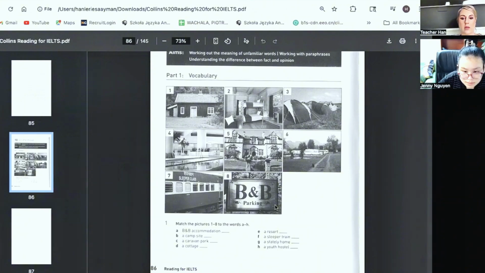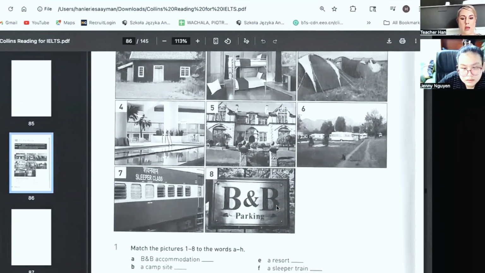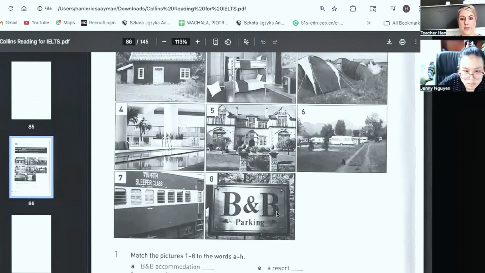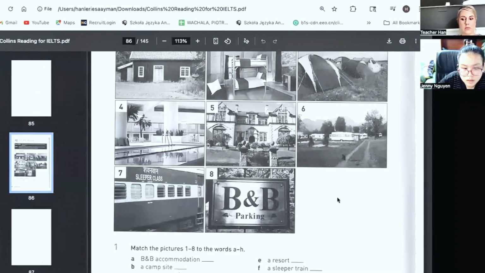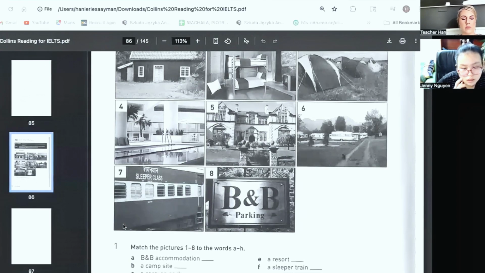Number 1 is probably a cottage. Number 2 is a sleeper train. No, wait, no. Sleeper train is number 7, and the parking is, well, 8. Number 8. 6 is the caravan park. A caravan park, yes. 2 is a youth hostel. 3 is a campsite.